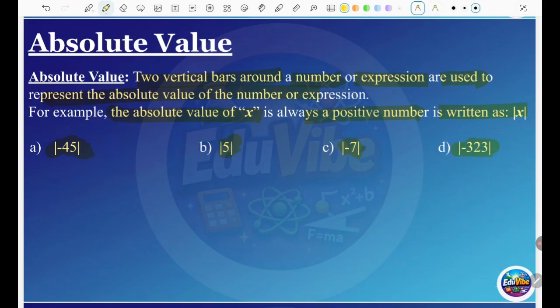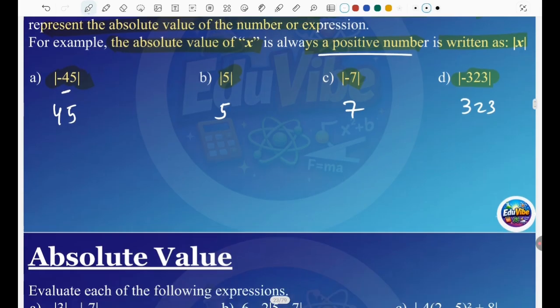If there is, like, minus 45 inside an absolute value, it is not minus, it will be positive 45. We always get a positive number. That's why we use the absolute value: to get a positive number every time. So there's 5, there's 7, and there's 323. Every time you get the positive number, even if you have a negative inside the absolute sign. That's the work of the absolute value: every expression will give a positive value.